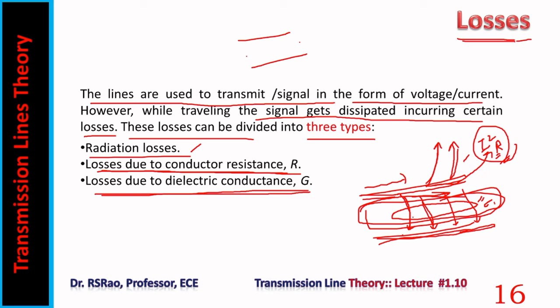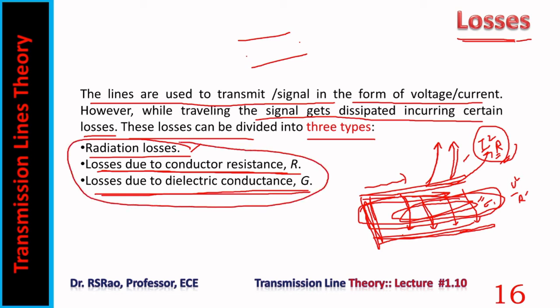According to Joule's law, that heat is of course V square by R, where V is the voltage difference between the conductors, or the voltage across the dielectric, and R is the resistance of the dielectric. Usually these three types of losses are present, and when we consider a coaxial line, radiation losses are absent while the remaining two are present. If you consider a parallel wire line, all three are present.